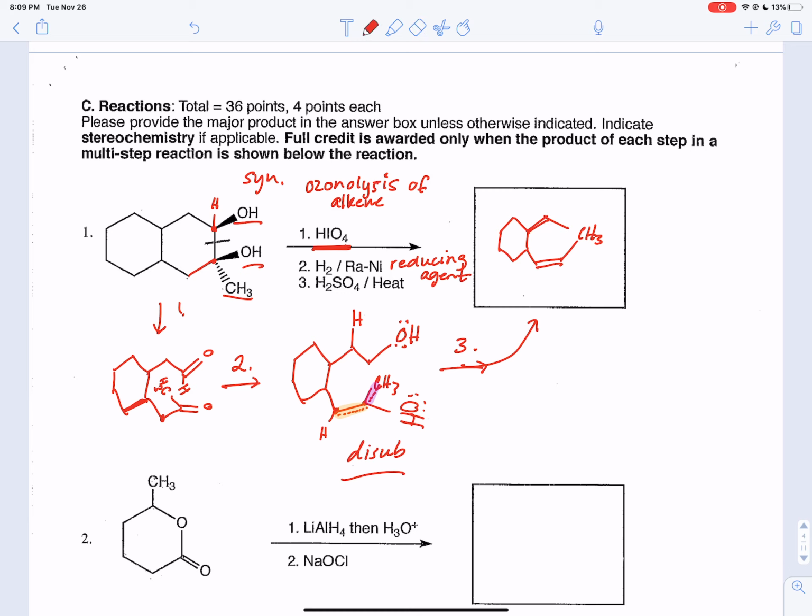Right, we're going to put our double bond right there. Can y'all see it? Okay, do you guys have any questions about that, or you got it? I can explain it again if you want me to.